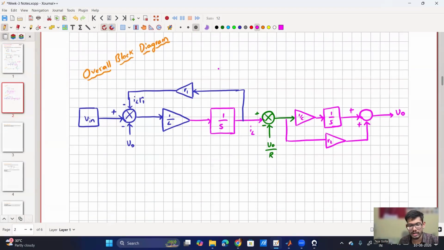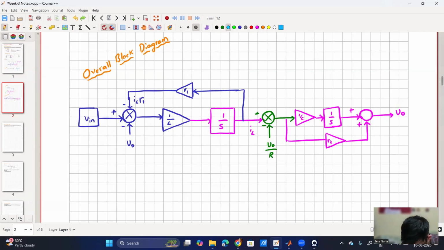But is the block diagram done? No, because if you see here we are using V0, right? Similarly, here V0 is there, here V0 by R is there. But how are we going to get this V0? This is coming from the output voltage. So this V0 as well as this V0 should come from this V0. So we have to feed it back.